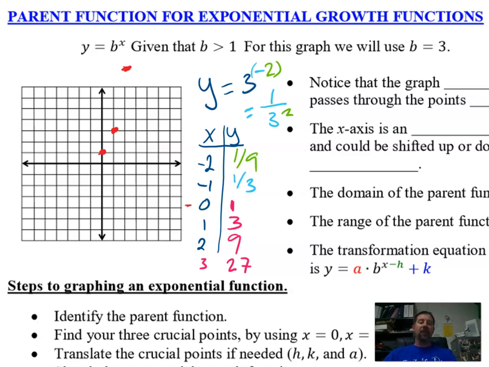Now, if I go the other direction, at x = -1, I'm only going to go up 1/3. And if I go to -2, I'm at 1/9. And if I did -3, it'd be 1/27. These are going to get smaller and smaller and smaller.